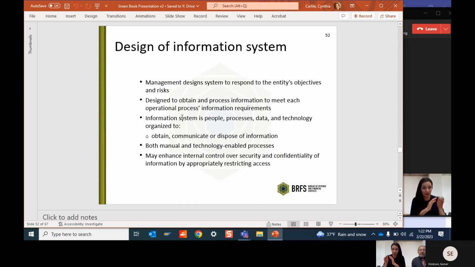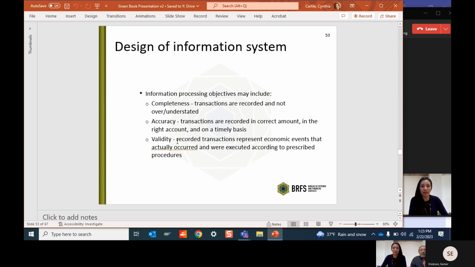Again, if you think about it in terms of different functions, an information system consists of people, processes, data, and technology organized to obtain, communicate, or dispose of information. This can be both manual or automatic through technology, and may enhance internal control over security and confidentiality of information by appropriately restricting access. So some of that would be like passwords, or if you have a certain system that only certain people have access to, if an employee leaves, making sure that they no longer have access to that, or if they go to a different role, that their role is appropriately updated in the access log.